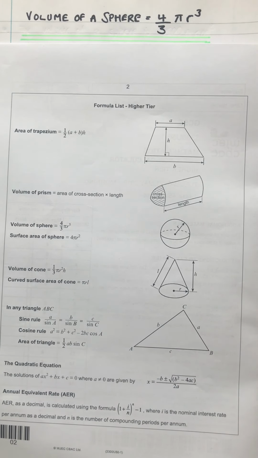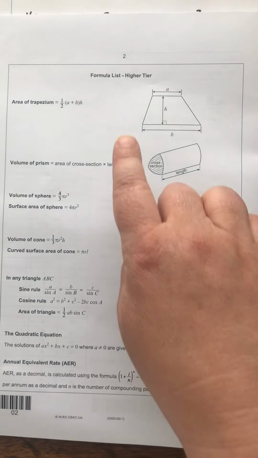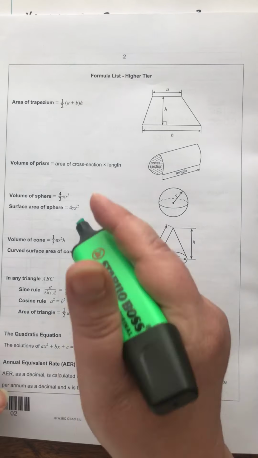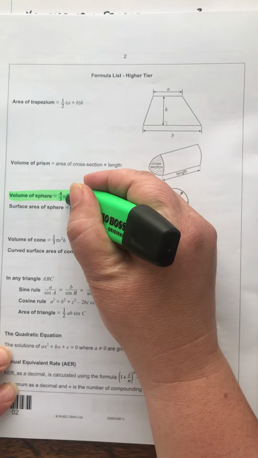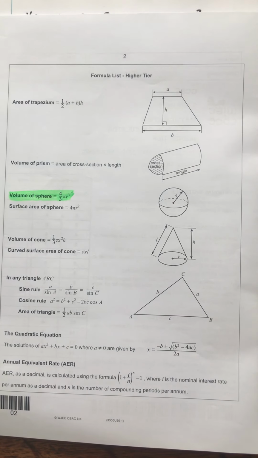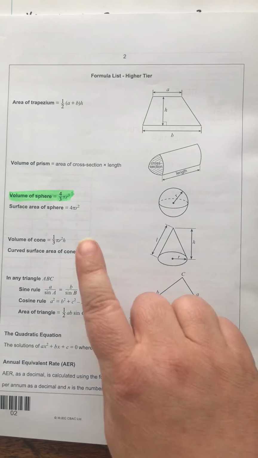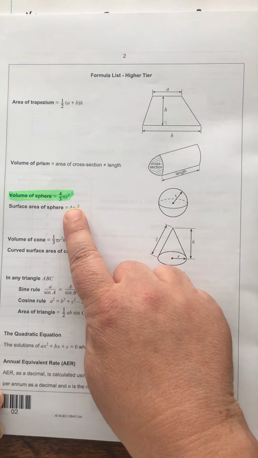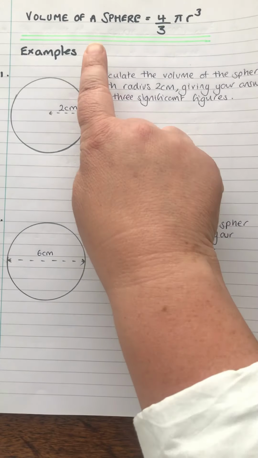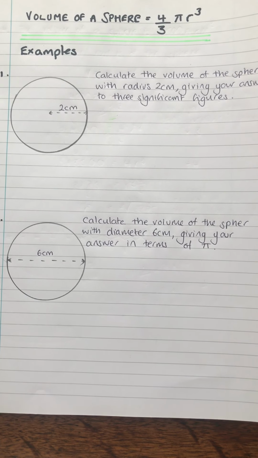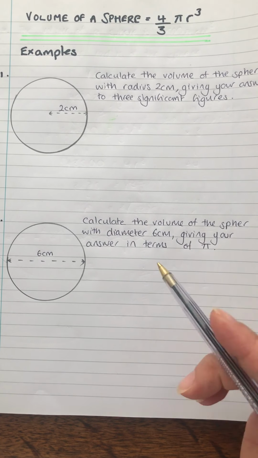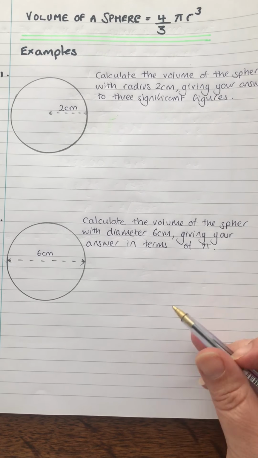Hello, in this video we're going to look at the volume of a sphere. The formula list at higher tier includes the volume of a sphere, so you don't really need to learn it, but you do know where to find it. So the volume of a sphere is given as 4/3 pi r cubed. We're going to look at a few examples using that.